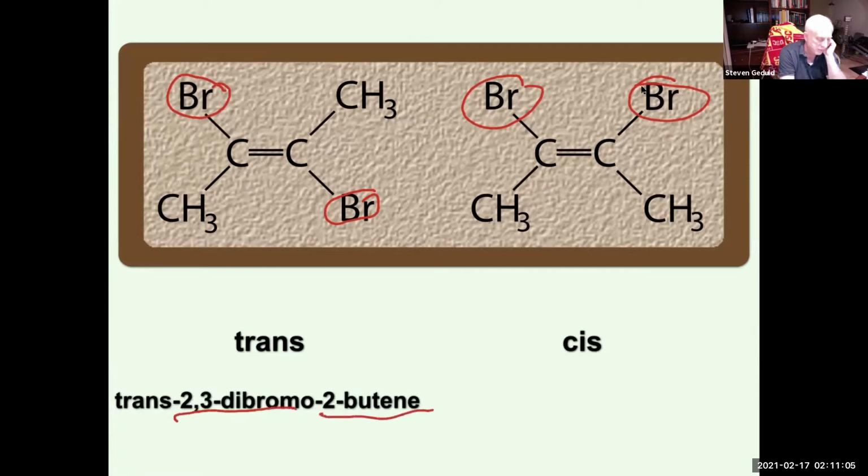Working backwards again, ENE means there's a double bond. Butene means there's 4 carbons. At the number 2 carbon, there's a double bond. There's 1, 2, 3, 4. There's bromine groups, and there's 2 of them. It says dibromo at the numbers 2 and 3 position. And it's a trans relationship. So the name tells us everything about the compound. And the other one is going to be cis 2,3-dibromo 2-butene.